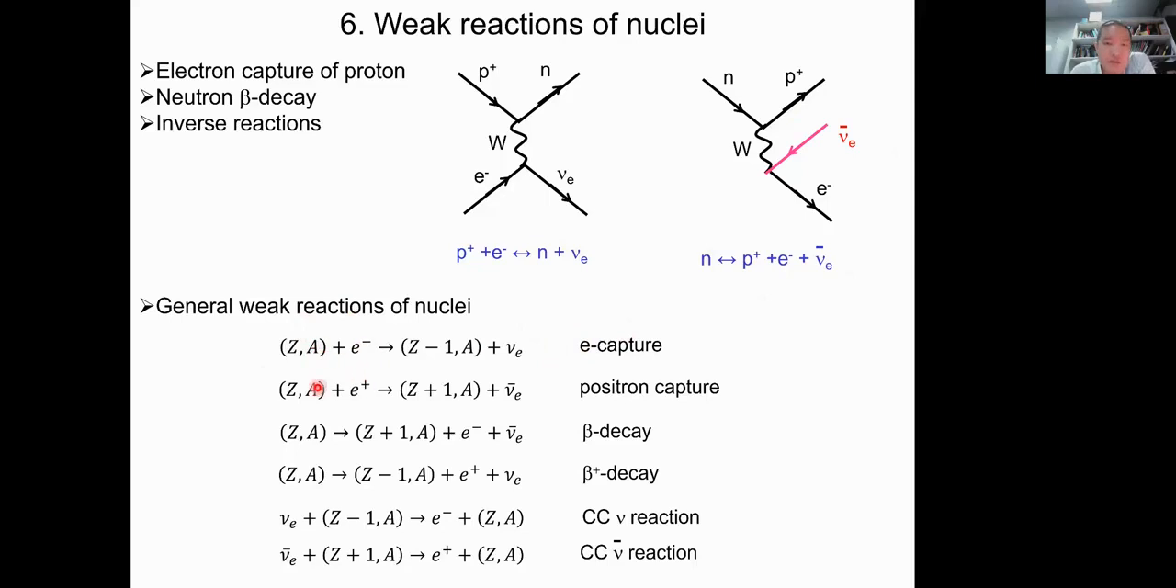Similarly, if some nuclei capture positron and induce weak reactions, then it is called positron capture. Also, some unstable nuclei can decay by emitting electron and anti-electron neutrino. That is called beta decay. And a corresponding reaction for positron emission is beta plus decay. In addition, neutrinos can induce weak interaction, as shown here. This is charged current neutrino reaction. This is charged current anti-neutrino reaction. So, these reactions are relevant to the neutrino nucleosynthesis in supernovae.